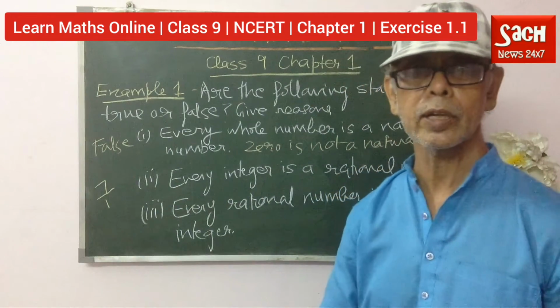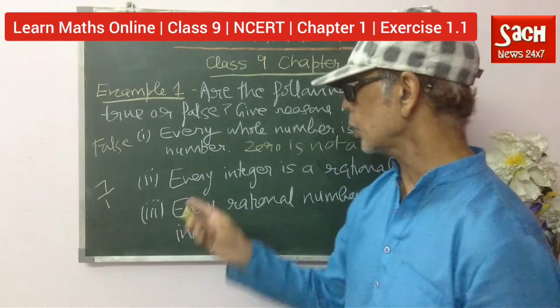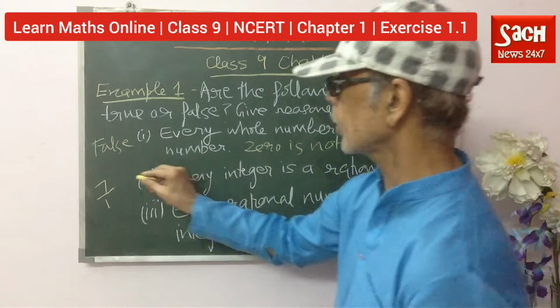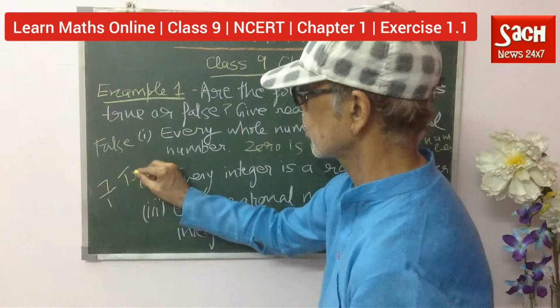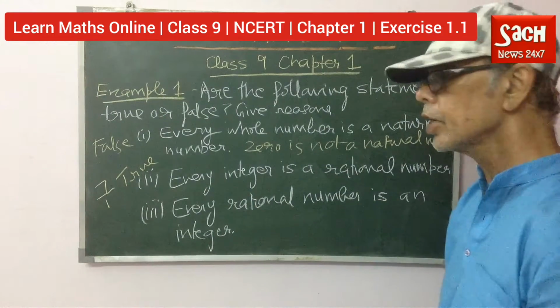If it can be represented in the form of P by Q, and Q is not equal to 0, then it is a rational number. So every integer is a rational number. This is true. The third one, every rational number is an integer.